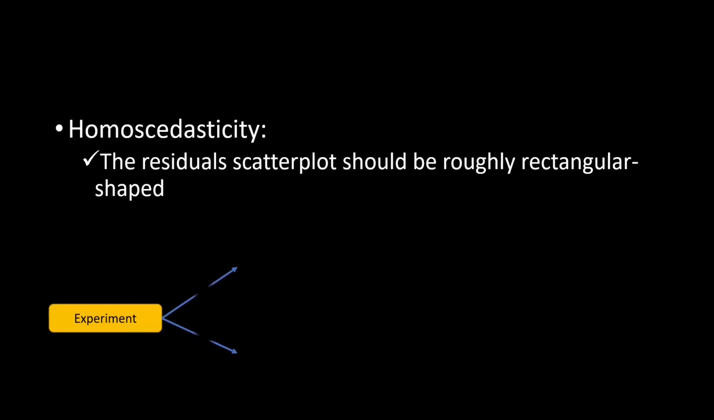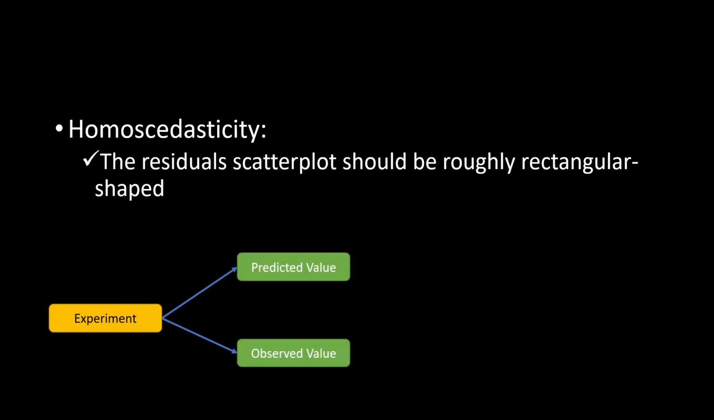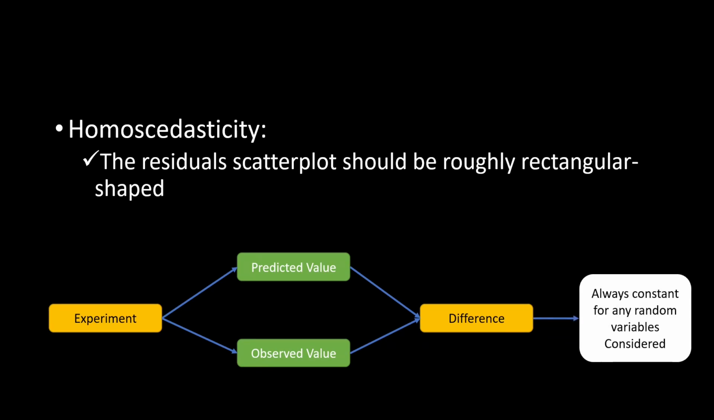So here is the thing: the predicted value and the observed value. We predict that the answer should be 10, but the observed value is somewhere around 8 or 8.5. The difference between the two is what matters. The variance in this is always considered constant for the random variables. This is a small intro to homoscedasticity. I'll make a detailed video about it later, so we have got a view on homoscedasticity.